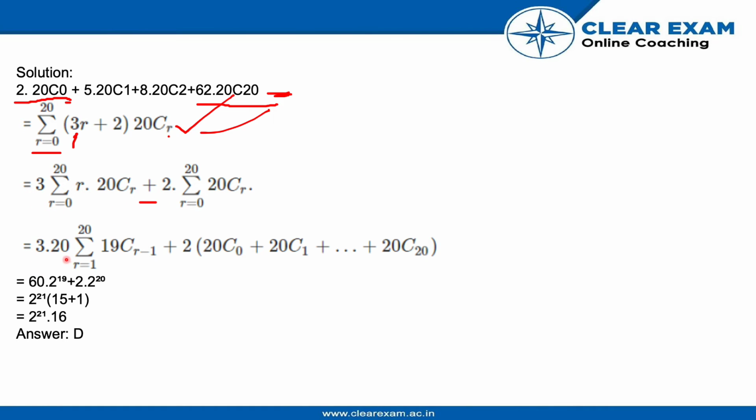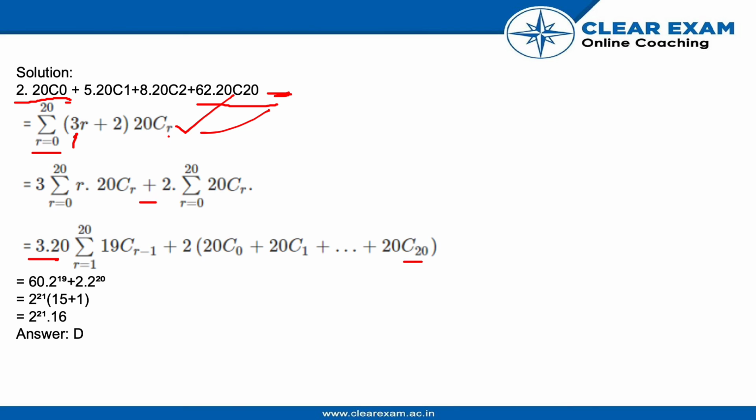Here, 3·20 will be outside of the sigma. For r equals 1 to 20, it becomes 19C(r-1), because r equals 1 reduces by one, that is, r minus 1. Plus 2 times the sum, which is 20C0 + 20C1 + and so on up to 20C20. Now we will solve this: 3·20 equals 60·2 to the power 19.